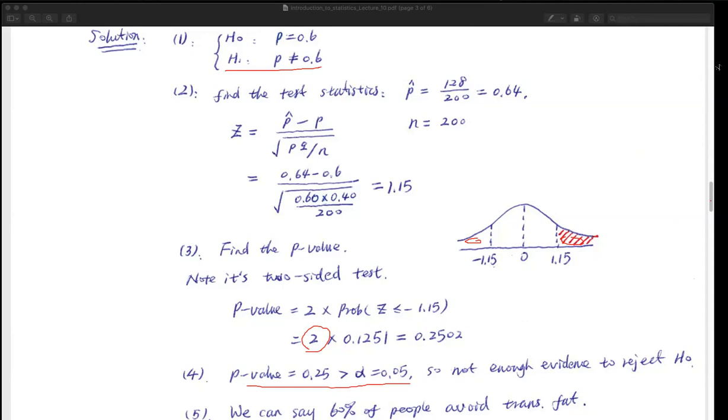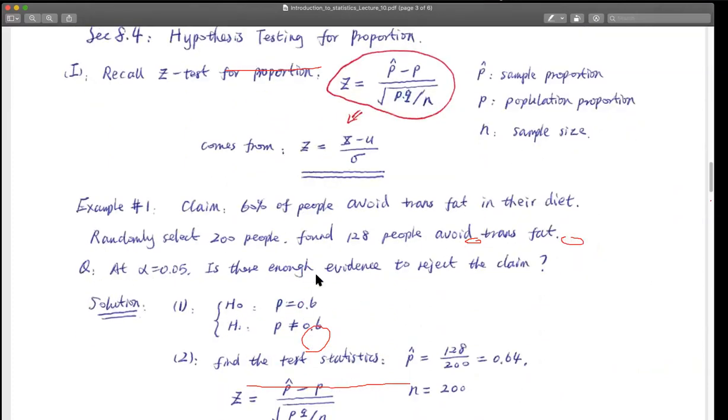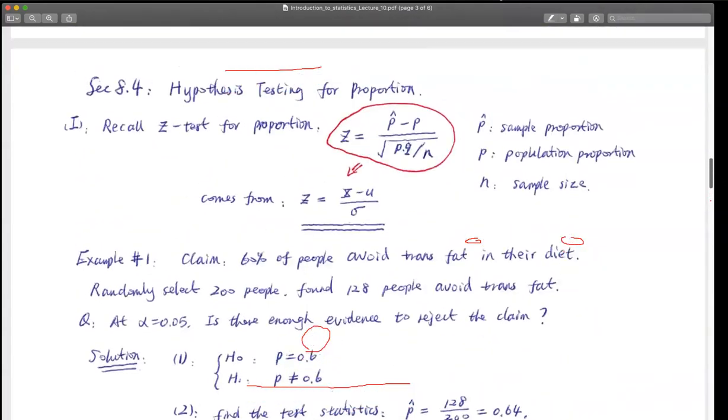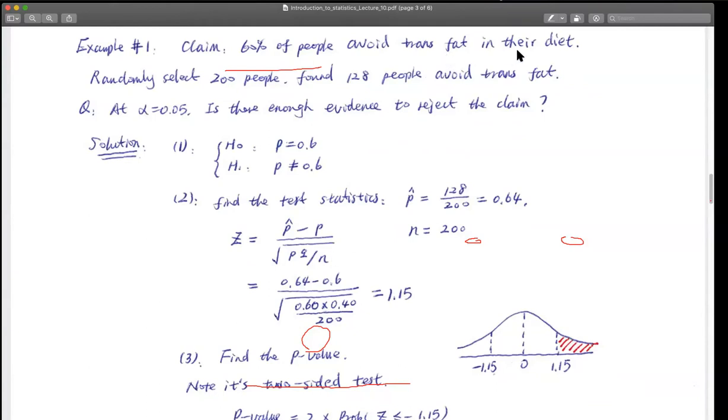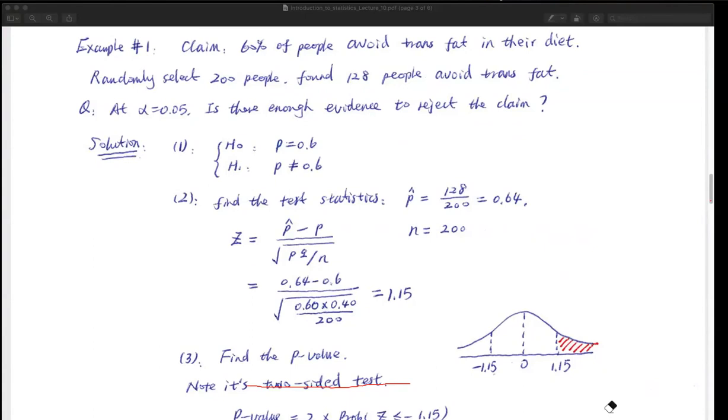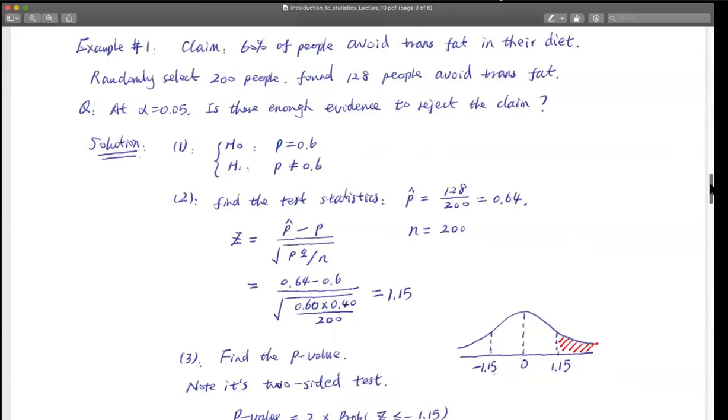When we say not reject H0, that's equivalent to saying accept H0. H0 is right. Why do we care about H0? H0 is the claim. So in other words, yes, we do have 95% confidence to say 60% of people avoid trans fat in their diet. We have 95% confidence to say that. Is that clear? So that is using the proportion formula, this formula here, to calculate the hypothesis testing, the test statistic. Right, that's example number 1.